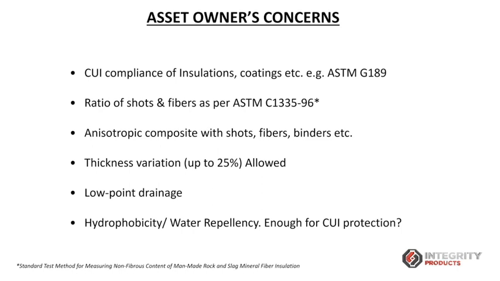That allows for thickness variation of up to 25% in the final finished mineral wool insulation. Apparently, it looks okay. Someone might not have a concern, but we will talk in the upcoming slides about how it can become a concern. And also the low point drainage, there might be least discussion about that, or there could be some discussion.